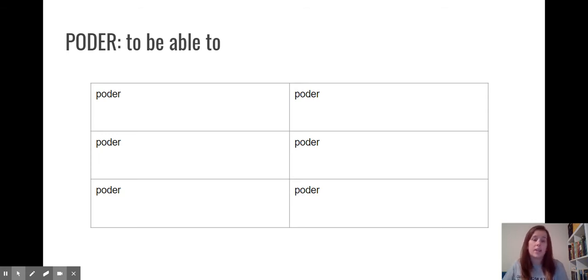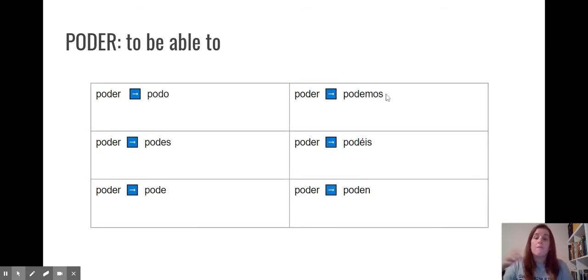Okay, so let's take a look at it entirely. Our first step is to worry about those endings. So we have o, es, e, emos, éis, en. But we know that's not where we need to finish this process. Now we need to look at our second step, which is to think about the stem. In this, we're going to take that O, the first O in the stem, and we're going to change it to a UE sound. Now take a second and look at this. Which forms are going to be affected? Which forms will not be affected?